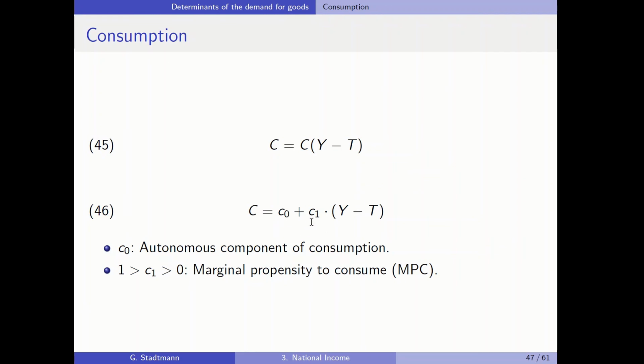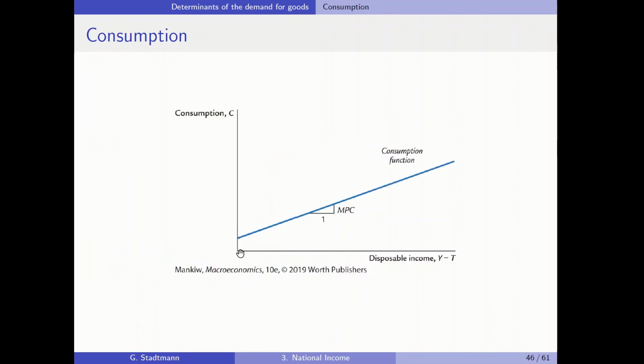Consumption depends, of course, on the disposable income, and C1 can be interpreted as the marginal propensity to consume, MPC. The parameter C1 has the following characteristics: that it is smaller than 1 but larger than 0. So C1 is between 0 and 1. Previously, we assumed that C1 is equal to 0.75. Then there's here the autonomous component of consumption. The autonomous component of consumption represents this distance here.